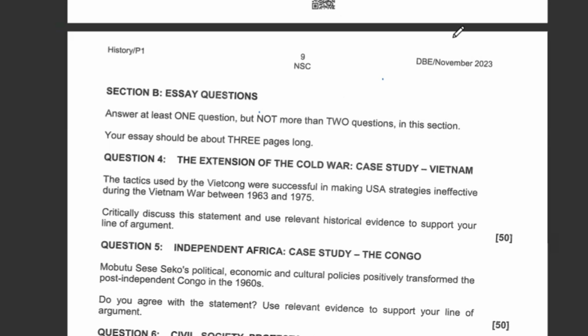Which neighboring countries are we talking about? We can mention states like Cambodia. We can mention states like Laos. Those are the typical neighboring states to South Vietnam. They were making use of those neighboring countries to reinforce their side, to gain more strength and keep fighting the Americans. So it worked in favor of the Viet Cong and to the disadvantage of the Americans.